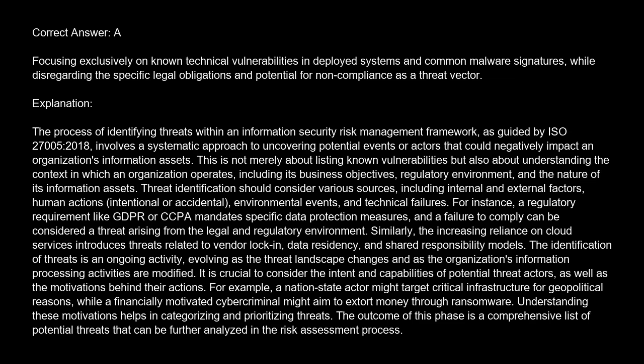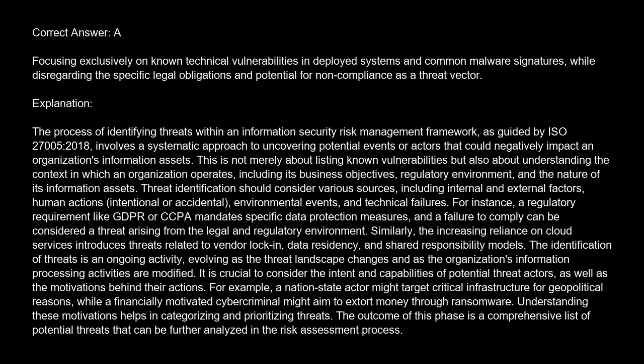Correct answer is A. Focusing exclusively on known technical vulnerabilities in deployed systems and common malware signatures, while disregarding the specific legal obligations and potential for non-compliance as a threat vector. Explanation: the process of identifying threats within an information security risk management framework, as guided by ISO 27005:2018, involves a systematic approach to uncovering potential events or actors that could negatively impact an organization's information assets.